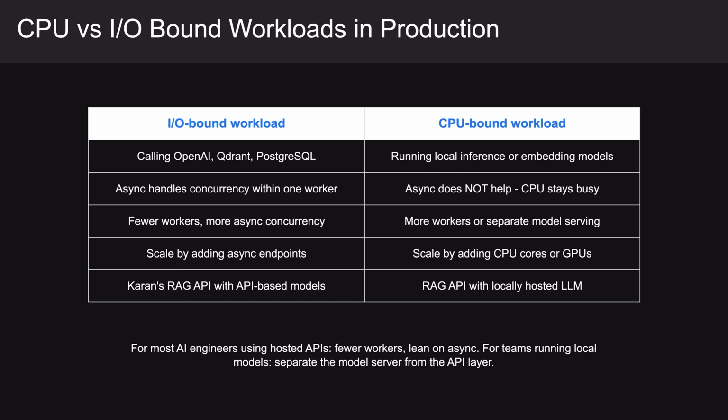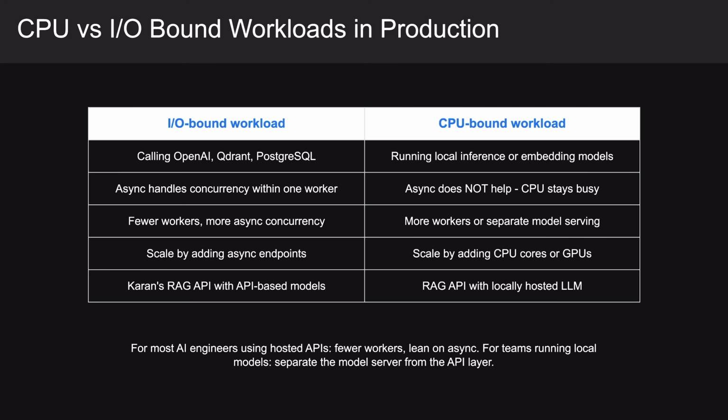Look at the comparison table. Left column, I/O bound, calling OpenAI, Qdrant, PostgreSQL. Async handles concurrency within one worker. You need fewer workers. Scale by adding more async endpoints. Karan's RAG API with API-based models is exactly this. Right column, CPU bound, running local inference or embedding models. Async does not help here. The CPU stays busy regardless. You need more cores, or the better pattern is to separate model serving entirely.